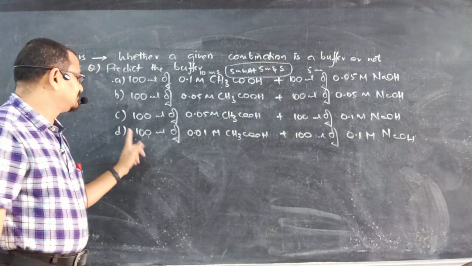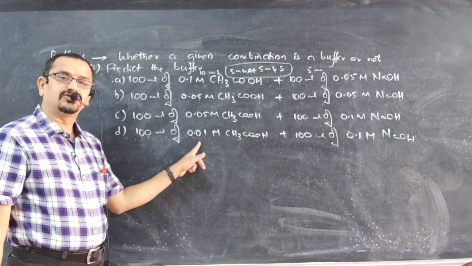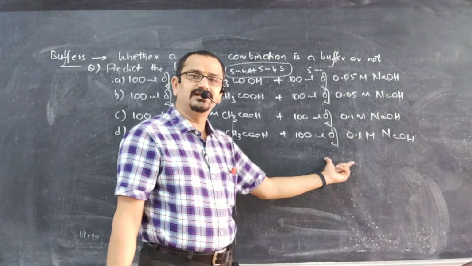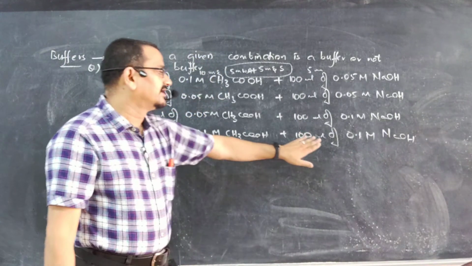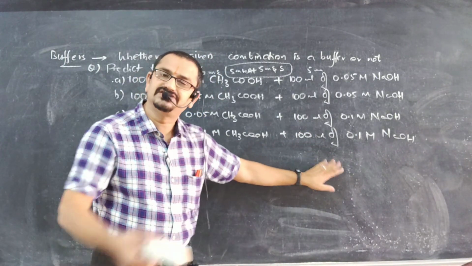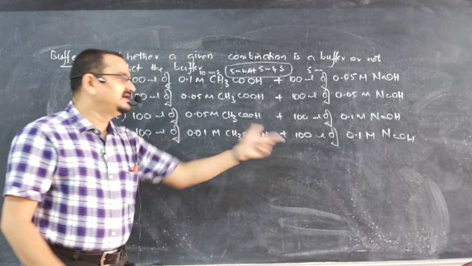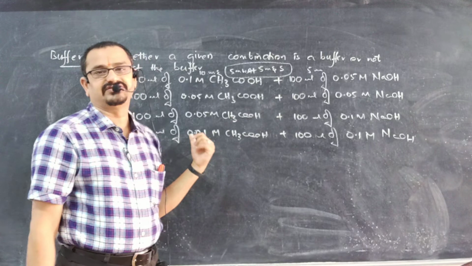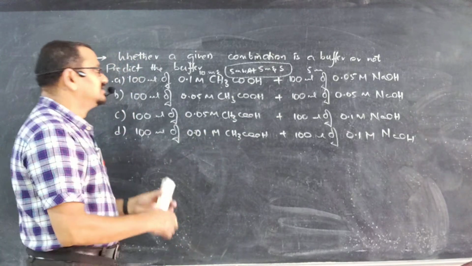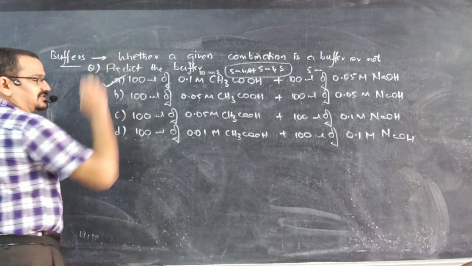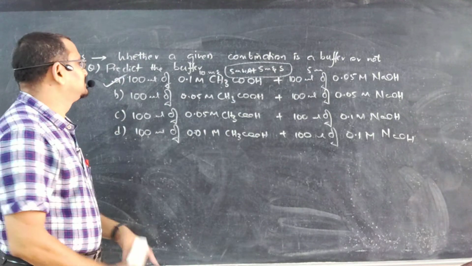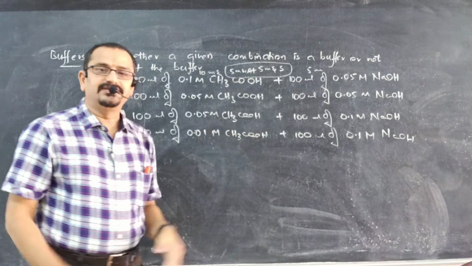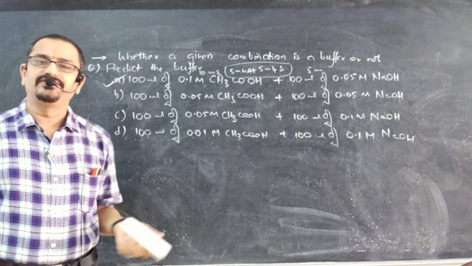When it comes to this one, 100 into 0.01 normal means 1 milliequivalent, 100 into 0.1, 10 milliequivalents. Even in this case, 9 milliequivalents of NaOH will be left unused. 1 milliequivalent of salt will be formed. It's a strong base and a salt of a weak acid, definitely not a buffer. So as per this discussion, only the first option has some milliequivalents of weak acid and the rest as its salt formed with a strong base.